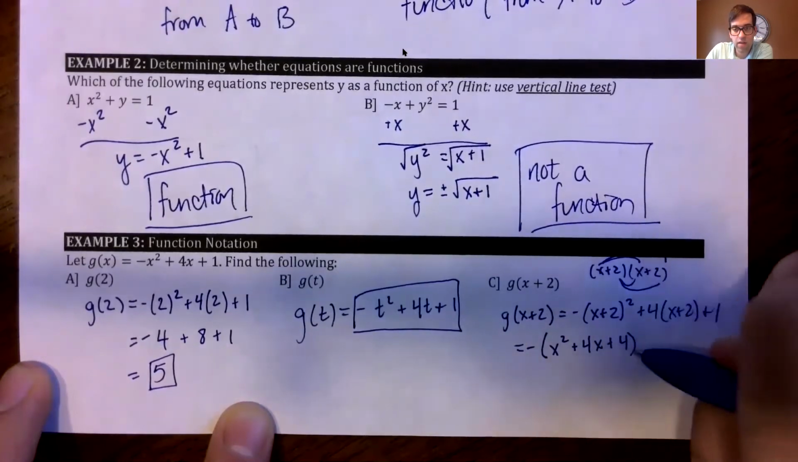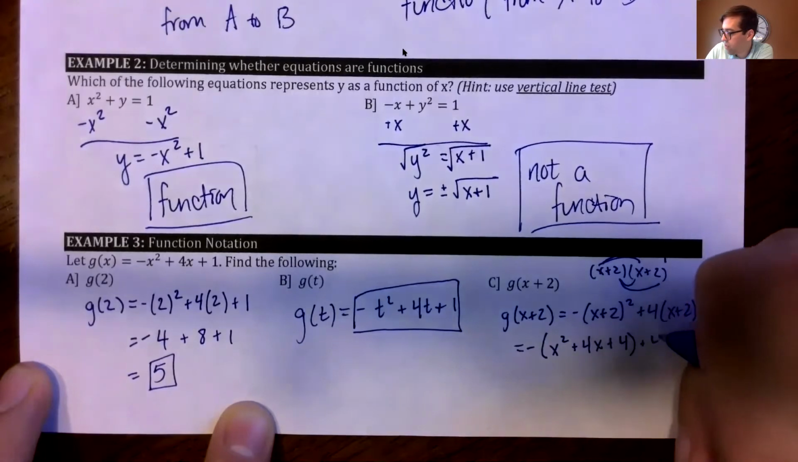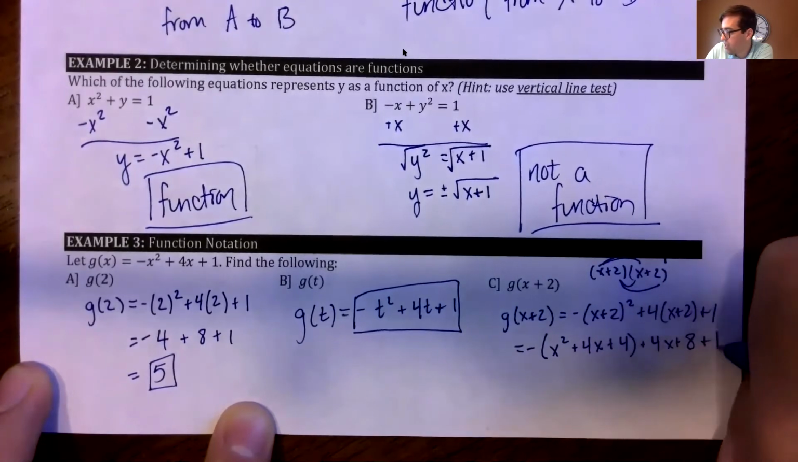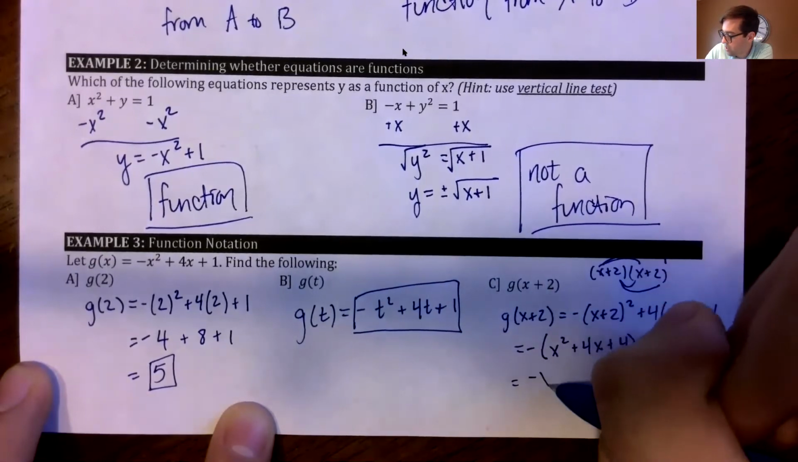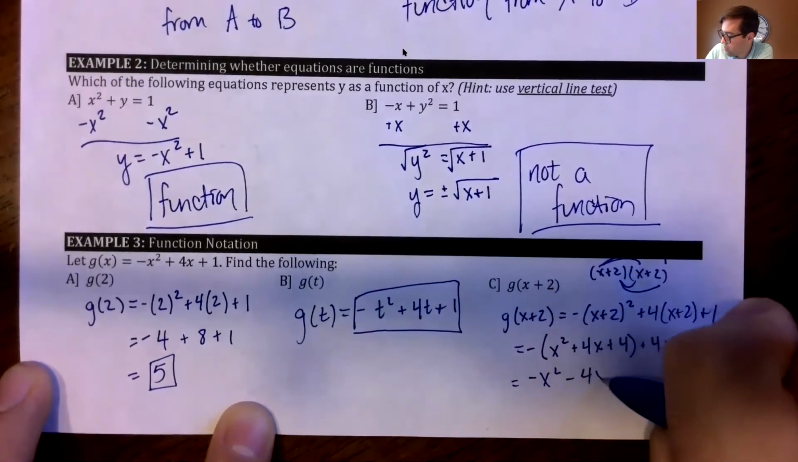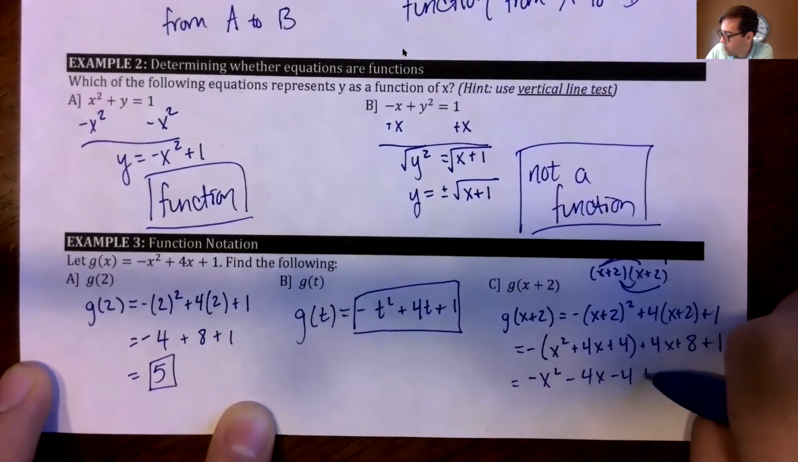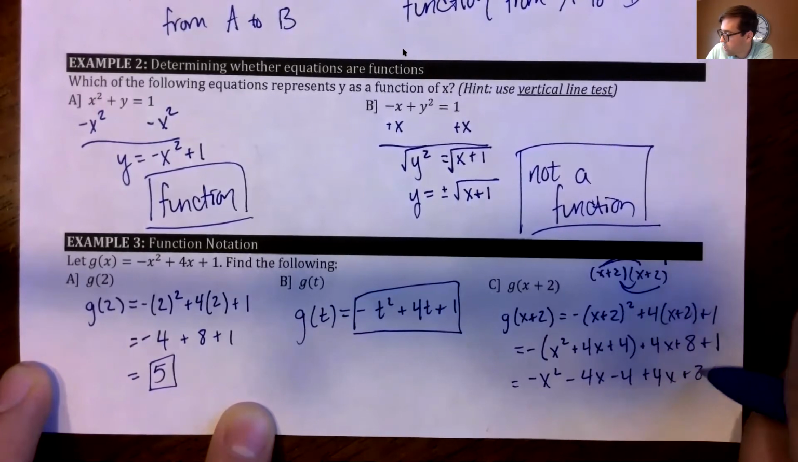Okay, so we did the squared. We can distribute the 4 here. We get 4x plus 8, and then plus an extra 1 on the end. Next, I'm going to distribute this negative. So we get negative x squared minus 4x minus 4 plus 4x plus 8 plus 1.